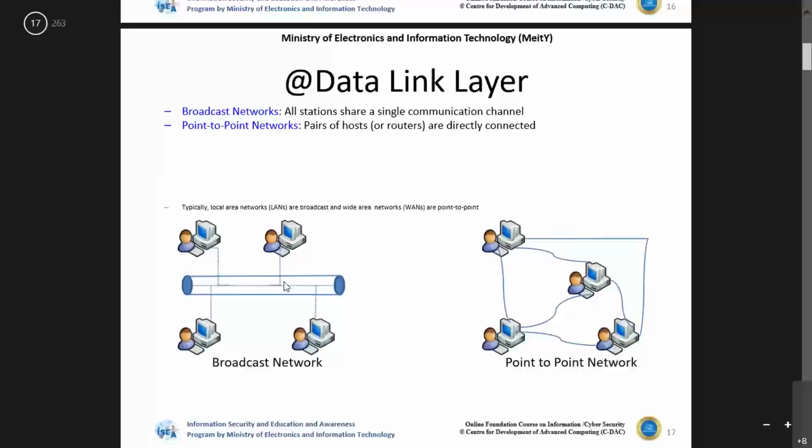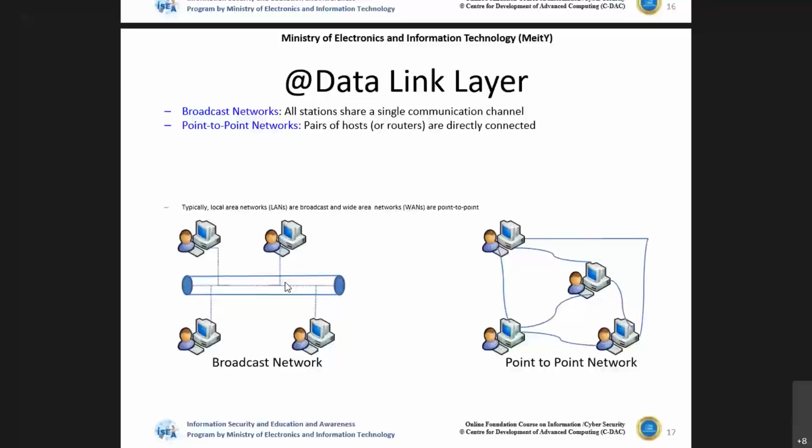Now, as I said, when we discuss data link controls, we have broadcast networks and point-to-point networks. We already have an understanding of broadcast, the current environments which we are already using, where we have a single channel on which all the machines are connected, and each machine will try to communicate with the others over this channel. Mostly in our organizations, even in our home networks, we'll be using this kind of network.